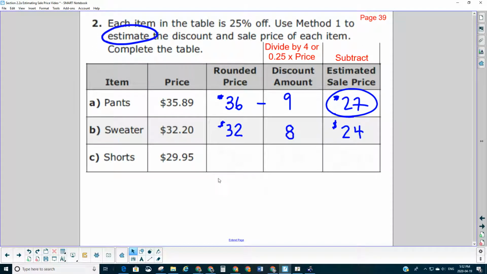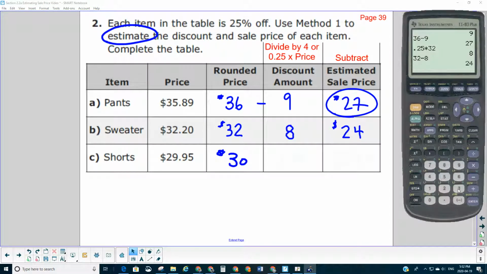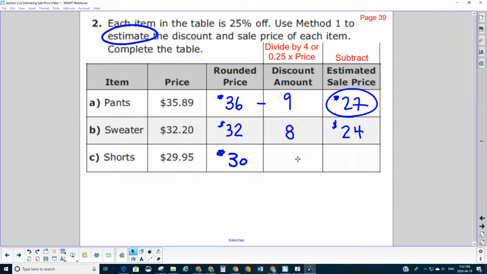And finally, we've got some shorts, which are $29.95. Again, since we're estimating, let's choose a nicer number. Let's round that up to $30. And we're going to divide by 4 or take 0.25 of that. So 0.25 times 30 is 7.5. So we're getting $7.50 off.